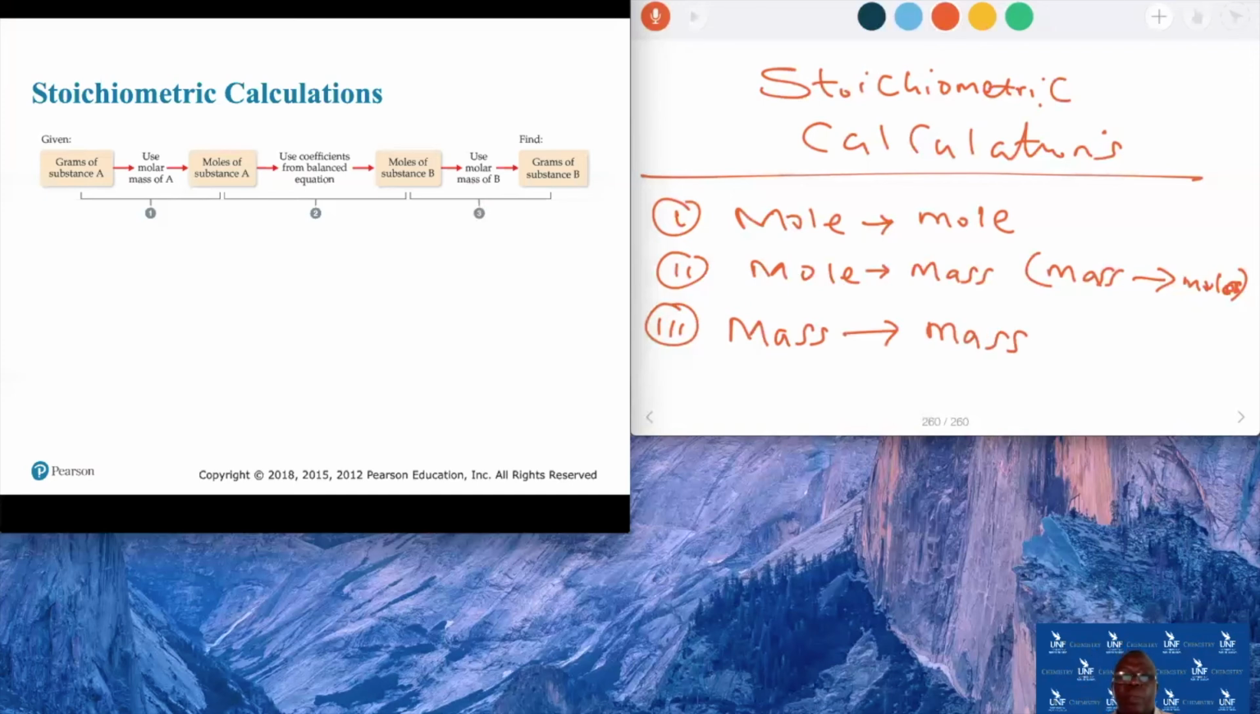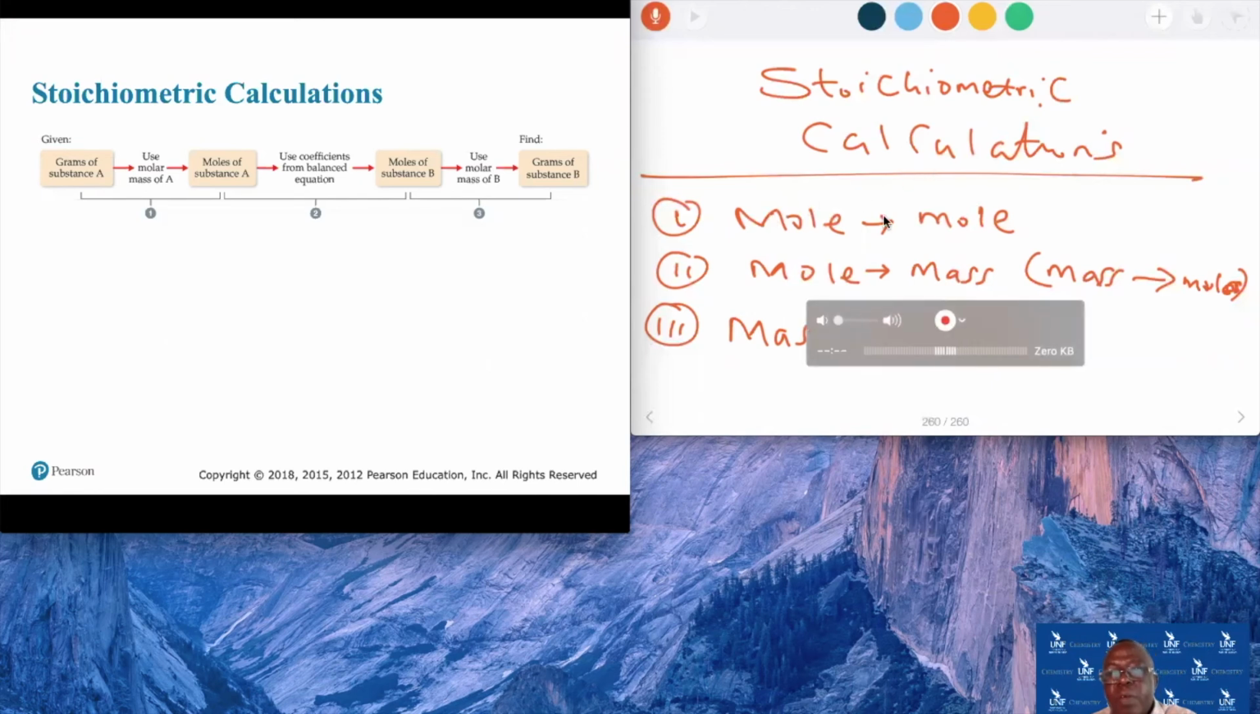All right, mass to mass. All of them are anchored on the balanced equation. If I look at what I see here on the PowerPoint slide, it falls under category 3 on stoichiometric calculation. That means you are starting from moles and you end up with moles.